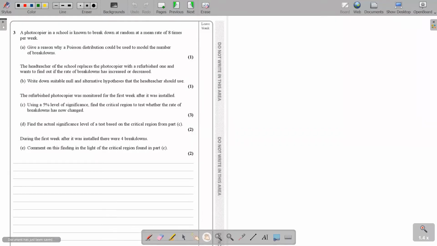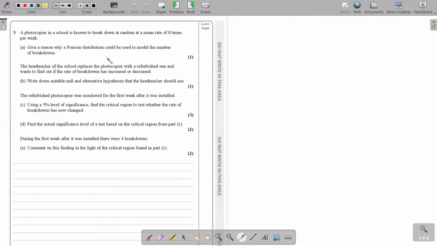Okay, moving on to question number 3. A photocopier in a school is known to break down at a mean rate of 8 times per week. You can clearly see they have given you an average rate of breaking down per week. The moment you see this, you realize it's about the distribution. It's a Poisson distribution, because in binomial, they give you a fixed number of trials and a constant probability of success. But here, it's a mean rate of breaking down 8 times per week. So this is the interval.